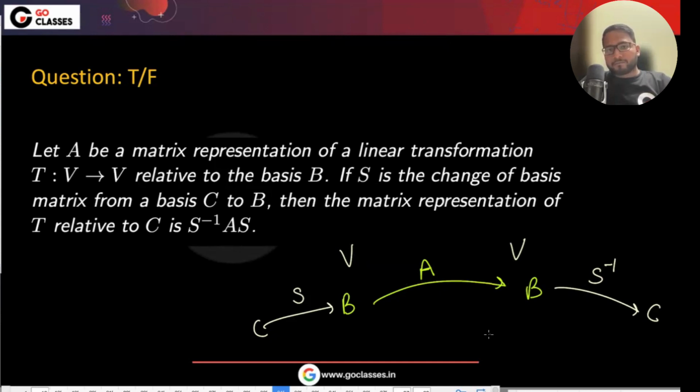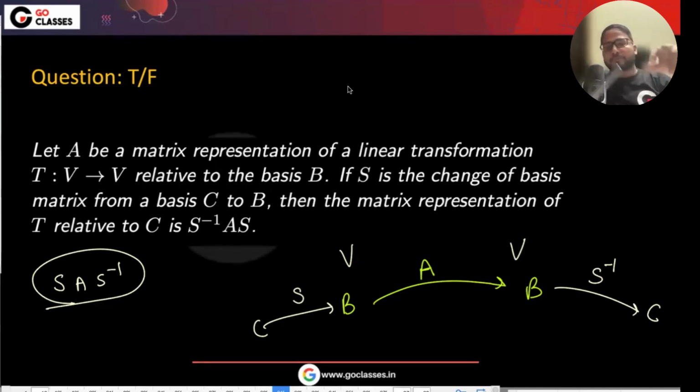Should it be this or should it be this? Just tell me, is this true or false? Just think about it. Aditya, can you think more? Maybe you're making some silly mistake.